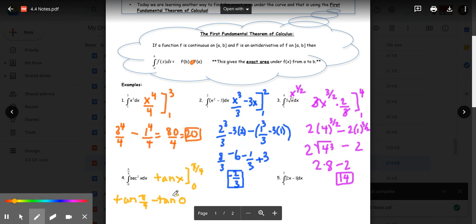tangent of 0. If you look at the unit circle, pi over 4 has the coordinates root 2 over 2, comma, root 2 over 2. So when you do y divided by x, since the coordinates are the same, it's going to be 1. Tangent of 0, those coordinates are 1, 0. So when you do y divided by x, you're going to end up getting 0. So your area here is 1.